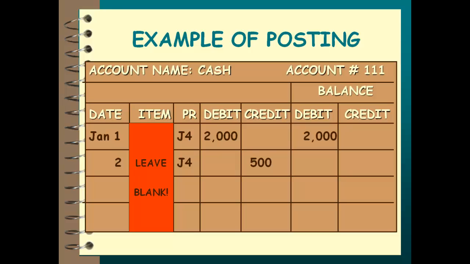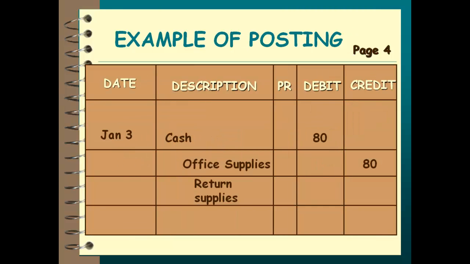J4, that entry was a $500 credit. I had a $2,000 debit balance. I made a $500 credit entry. Same side or opposite side? Opposite. Add or subtract? Subtract. We get $1,500. Is that balance going to be a debit or a credit? A debit. Why? Because the $2,000 debit was bigger than the $500 credit. I'm going to write it in the debit column then. That went to account 111. We're going to come back and in the PR column in the journal, we're going to write the 111 where we posted it to.